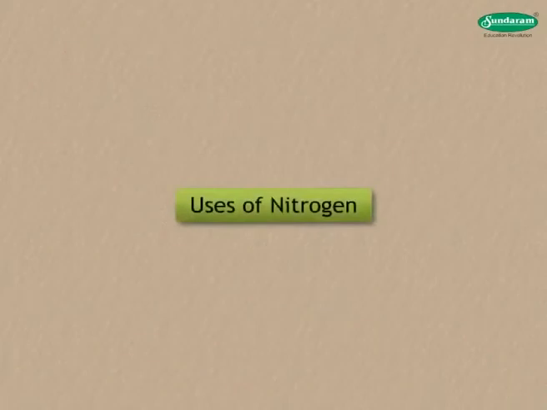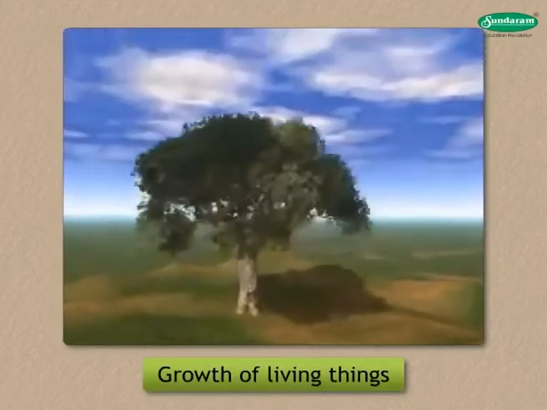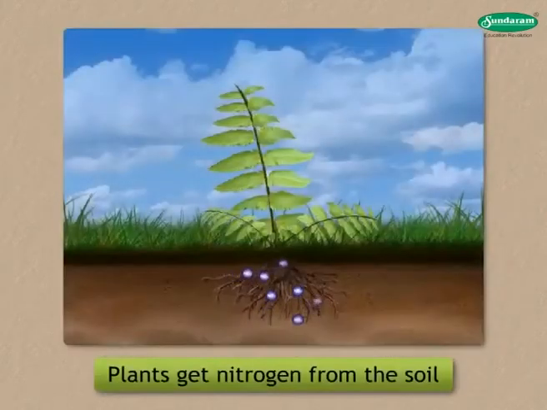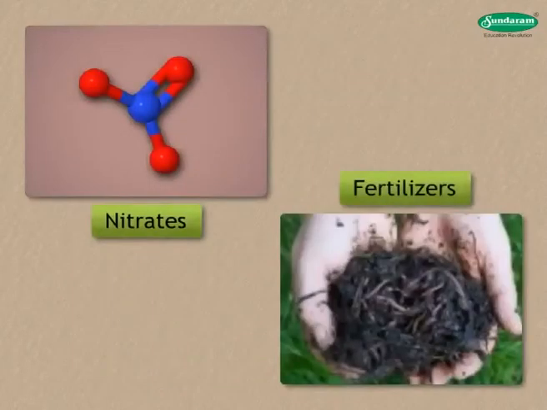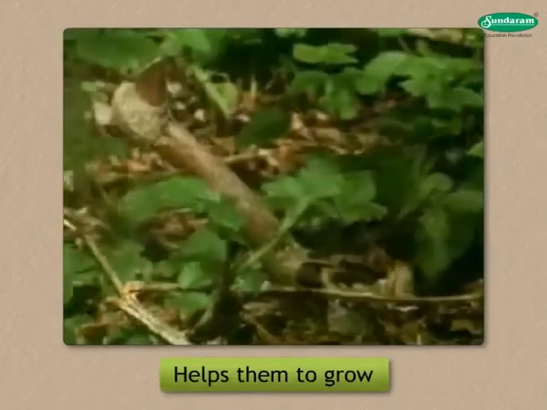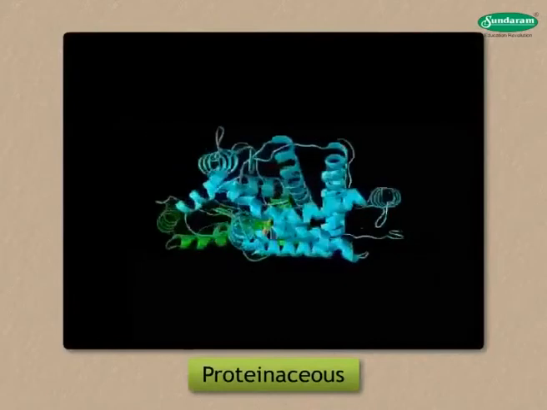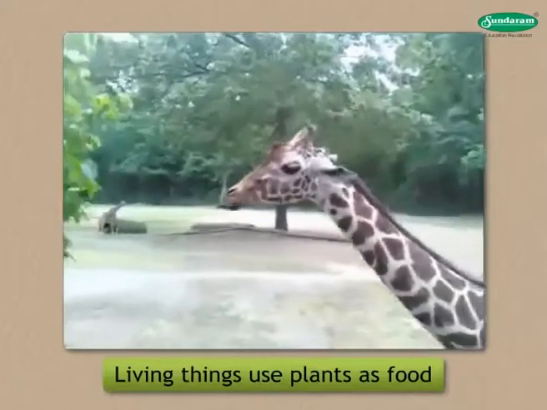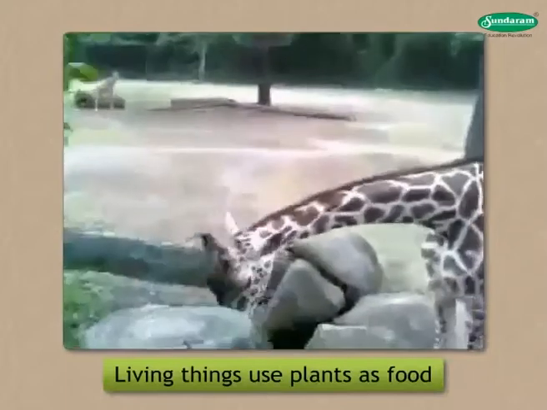Uses of nitrogen. Now, let us move on to the uses of nitrogen. 1. Nitrogen is useful for the growth of living things. Plants get nitrogen from the soil in the form of nitrates and fertilizers. This helps them to grow. Also, plants use this nitrogen to produce proteinaceous substances. And as you all know, other living things use plants as food. Thus, this helps them grow too.